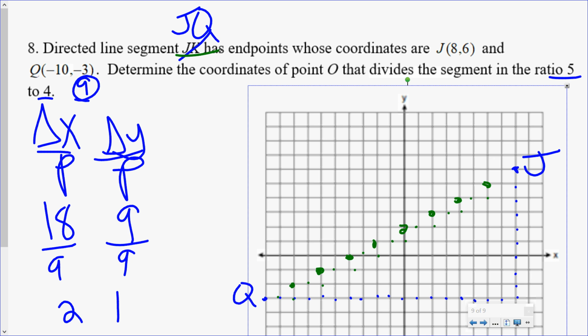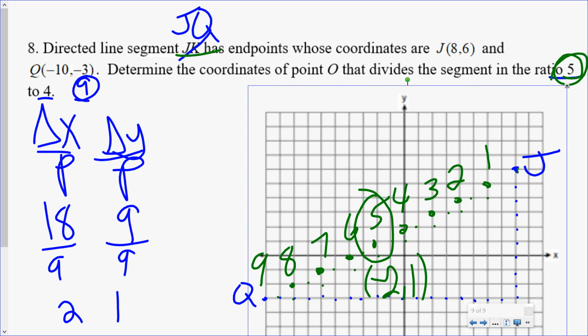It's JQ, so I'm starting at J. So the numbers are kind of backwards here, and you do have to pay attention to which one you're starting with. And it wants a ratio of 5 to 4. 5 comes first. -2, 1 is the answer.